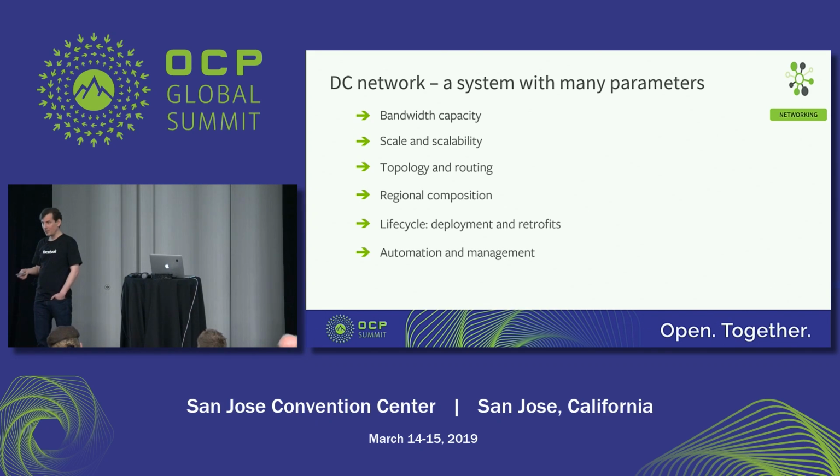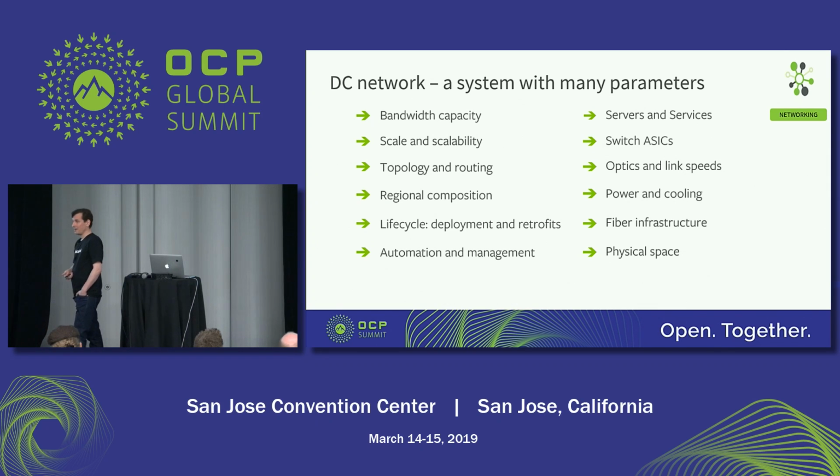Regional composition: we need to be aware of other fabrics in the region for interoperability and compatibility. Life cycle: for us, the fabric and the networking is not only about building new data centers. We have a large fleet of existing data centers, and upgrading the existing network to the same new standard is just as important for us as building new networks. And network automation and management.